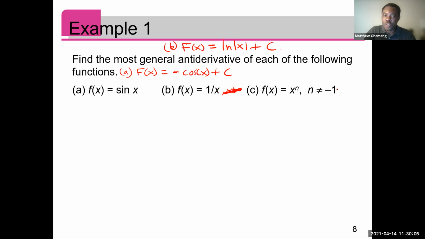Now for c, the n is not negative 1. So x could be to the power of any number, except negative 1. But if it's negative 1, then it becomes part B. So can anyone please help me with the general antiderivative for C? What is that one? What do you think? Anybody?